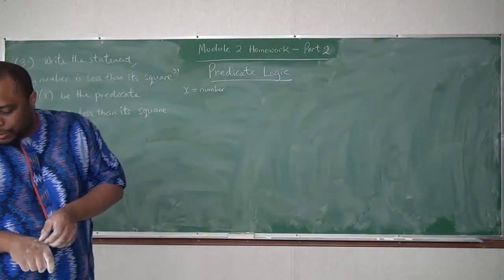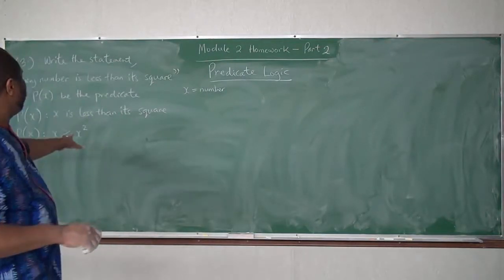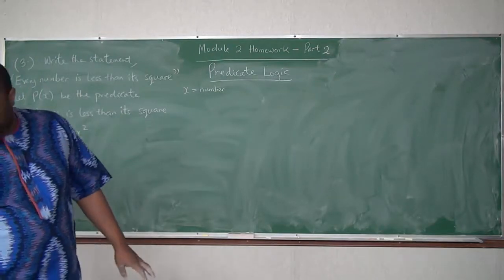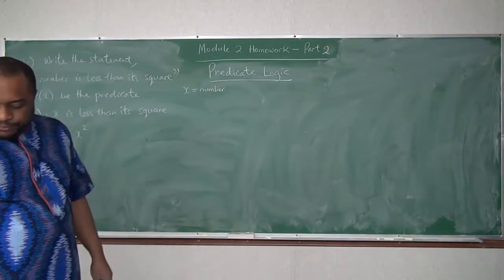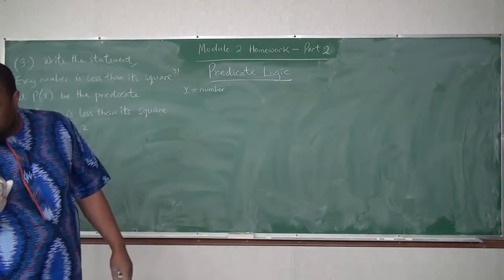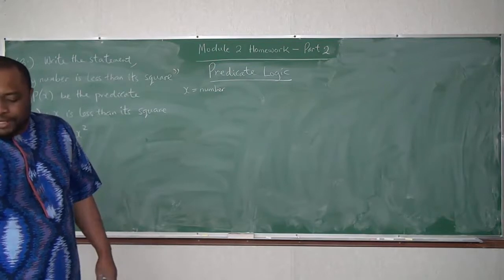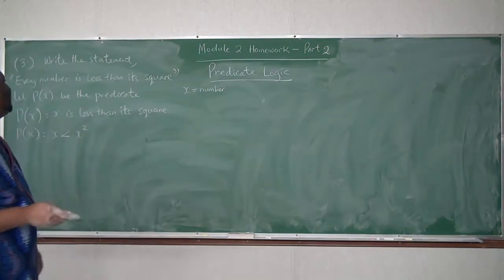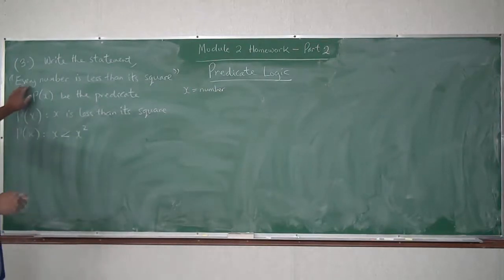Then the next question is, this is just defining it using a predicate. The next question is by first defining a predicate and then using a quantifier. So the quantifier here is a universal quantifier, every. Every is the universal quantifier.